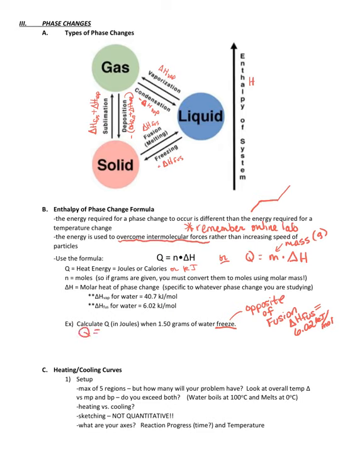Q equals n delta H. We also know this is 1.50 grams of water, and 1 mole of water, if you remember, weighs 18.02 grams. So I'm going to take 1.50 divided by 18.02 with 3 sig figs. That's 0.0. Remember, 0 is not a sig fig.